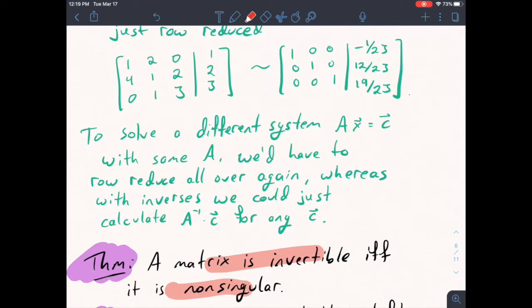The other direction is pretty much the same. If it is invertible, then it also has to be non-singular. The reason being, any invertible matrix has to be row equivalent to the identity matrix, because the inverse matrix actually tells you what your row operations basically are. And that tells you that it is a non-singular matrix because it is row equivalent to the identity matrix.